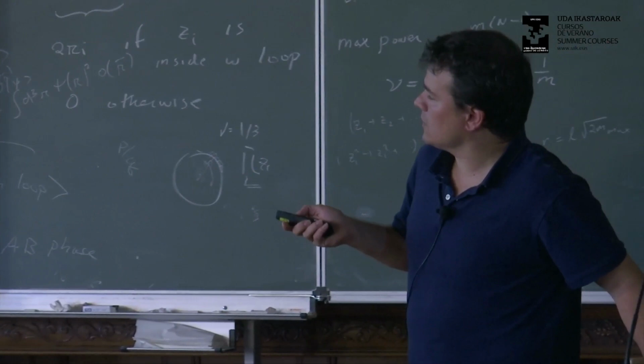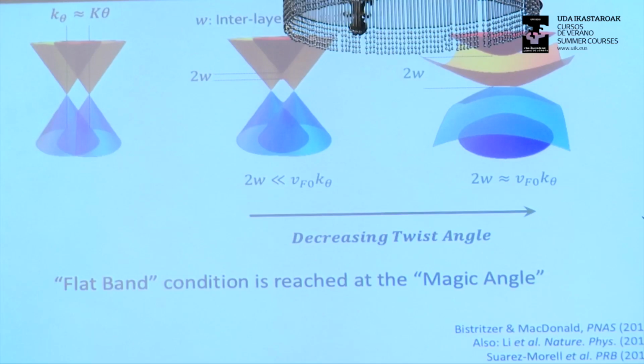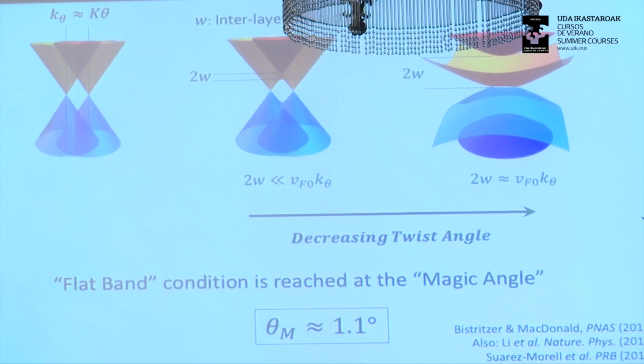So decreasing the twist angle, when this interlayer tunneling is of the same order as the energy of that crossing point, leads to this flat band condition. The flat band condition is reached at an angle called the magic angle. This magic angle was a term coined by Bistritzer and MacDonald. It happens at an angle which is about 1.1 degrees.